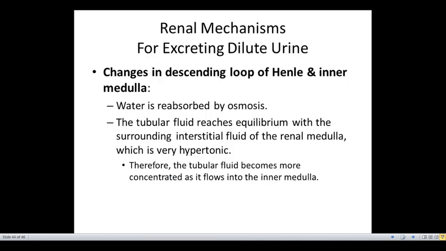Changes in the descending loop of Henle and inner medulla. Here, water is reabsorbed by osmosis. The tubular fluid reaches equilibrium with the surrounding interstitial fluid of the renal medulla, which is very hypertonic. Therefore, the tubular fluid becomes more concentrated as it flows into the inner medulla.